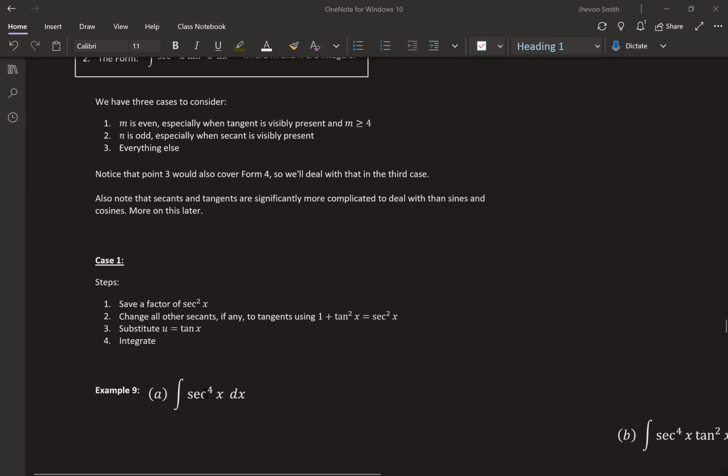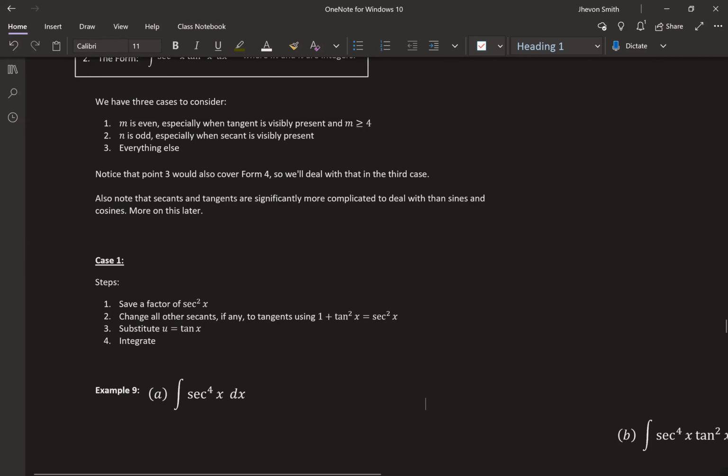Of course, if we had a secant squared, this is why greater than or equal to 4 is pointed out, because if you have a secant squared, we already know the integral of that is tangent. That's a basic rule. So really, it's when it's greater than or equal to 4 that the strategies I'm telling you now would come into play. Okay, so the power of secant is even. This strategy is especially wonderful if the tangent is present, but it doesn't have to be present.